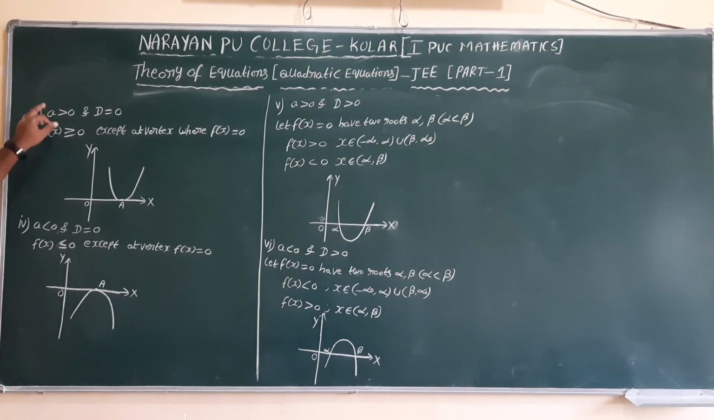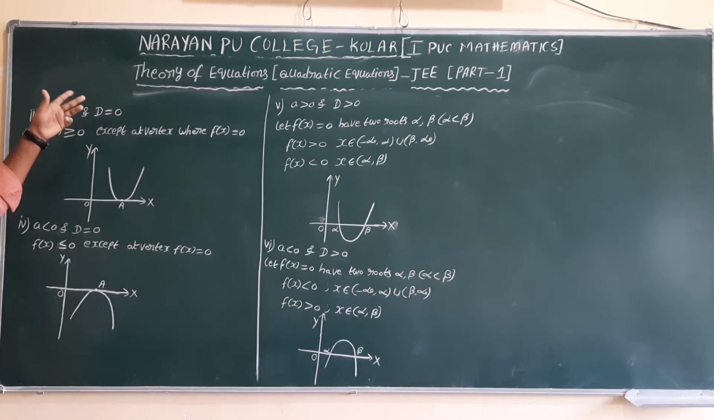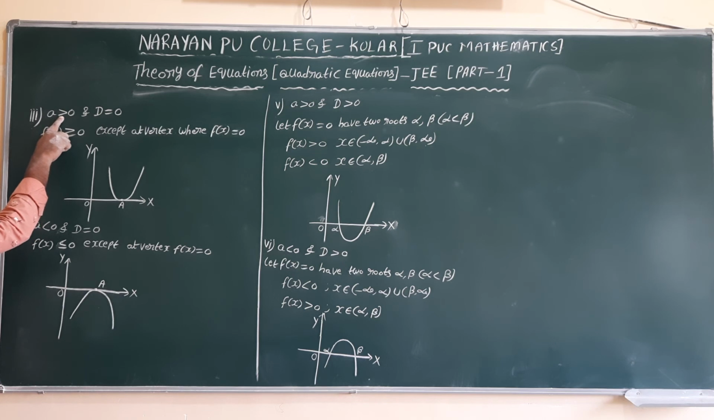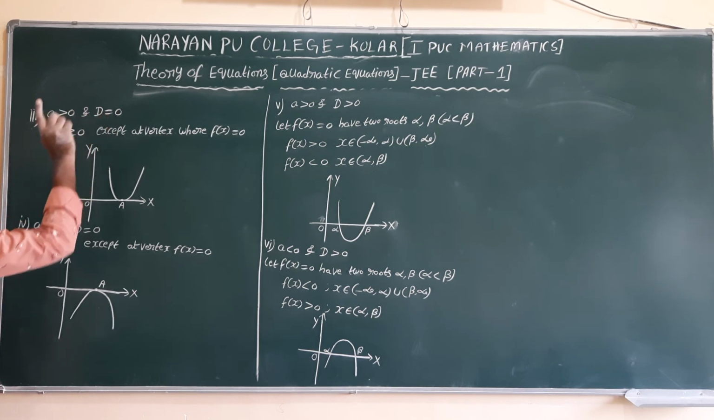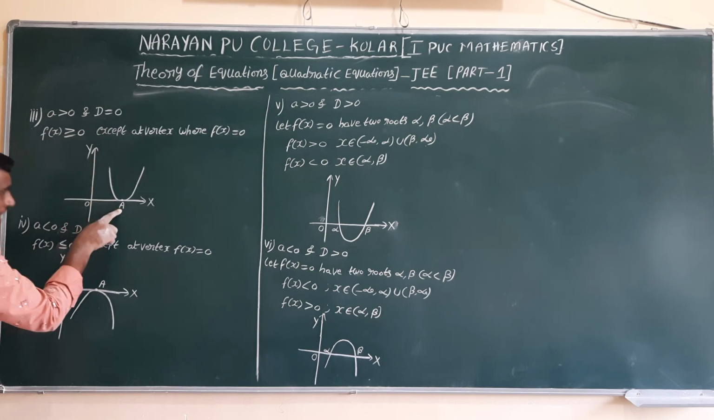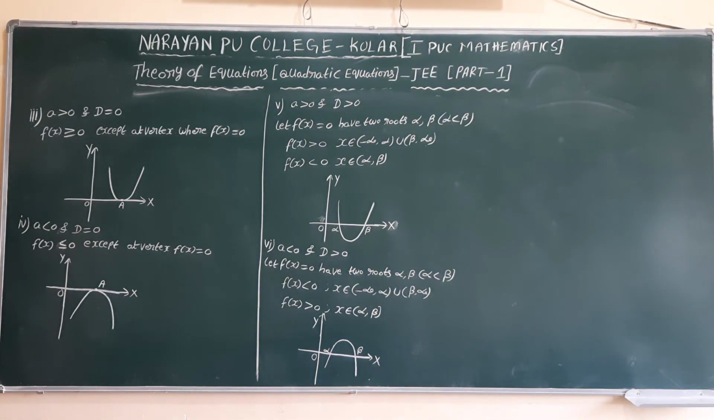So first two conditions, D is less than 0, a is greater than 0 and less than 0. D is less than 0 condition is over. Next D equal to 0 and D is greater than 0. So third case, a is greater than 0 and D is equal to 0. In both cases the values are positive. At that time, vertex will be on the x-axis. The function is positive or 0, real number.